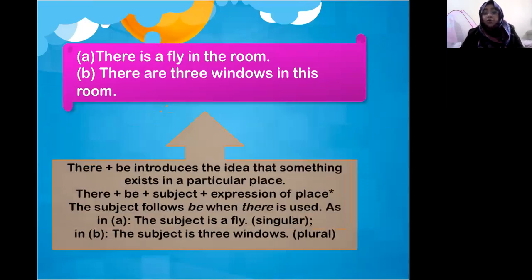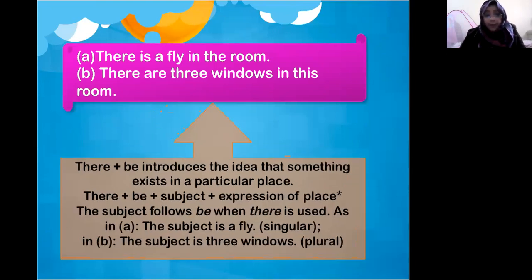Again, we decide it according to the following noun. "There plus be" introduces the idea that something exists in a particular place. When you want to talk about the existence of a thing, we generally use the expression with "there plus be". It can be there is, there are, there was, there were, if you're talking about the past. But whether the verb has to be singular or plural depends upon the subject. It depends upon the noun phrase that follows it.